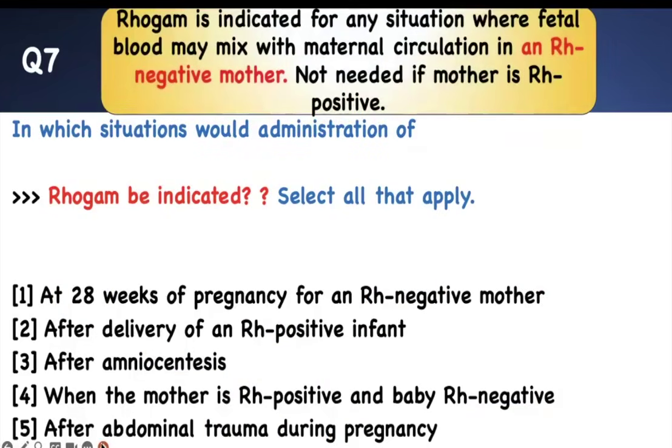Indication for Rhogam. Rhogam is indicated for any situation where there's blood mixing between the mother and the baby, where the mother has what? Rh negative, right? And it is not indicated if the mommy is Rh positive. So that's the key. So 1 is right, 3 is right, 5 is right, and then 2 is right. 4 is wrong.